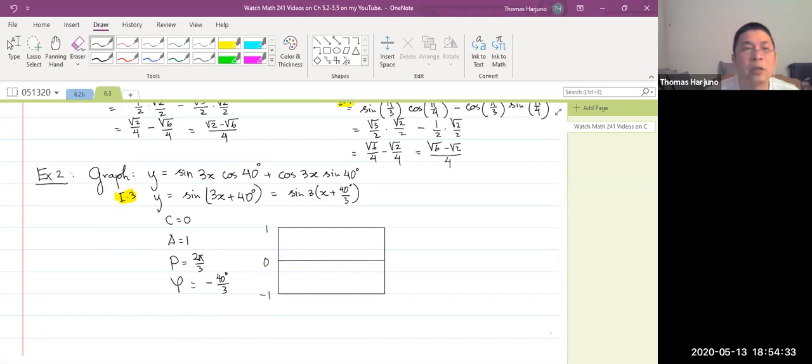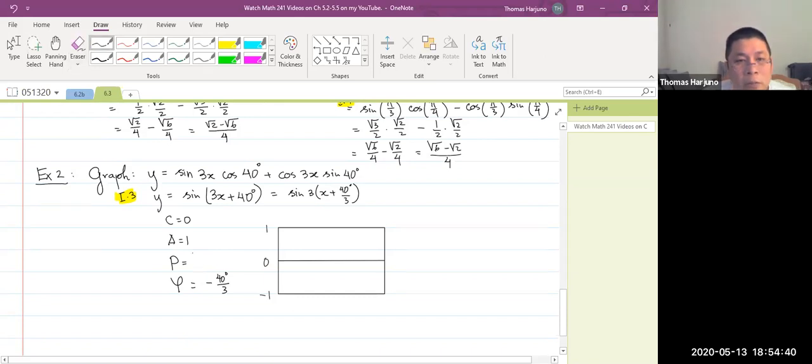Actually, you are right. The period, I prefer to make it into degrees instead. What do you think? Over 3, that's 120 degrees. Yeah, that works. So the phase shift is negative 40 degrees over 3 plus 360.